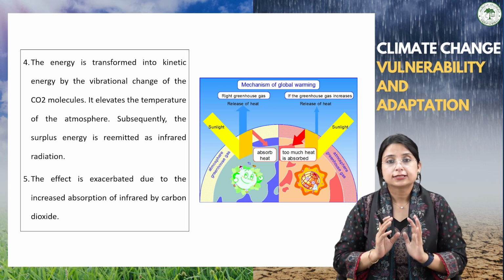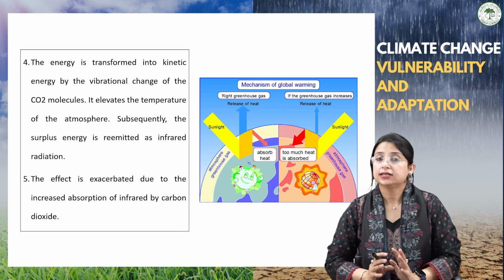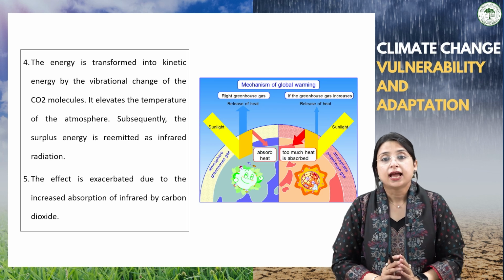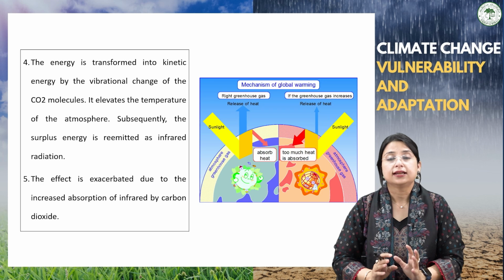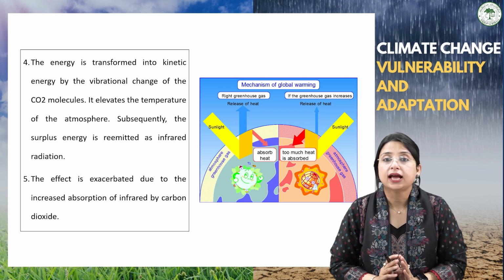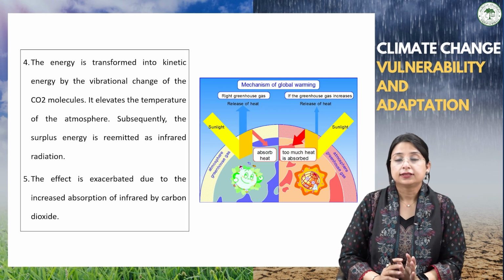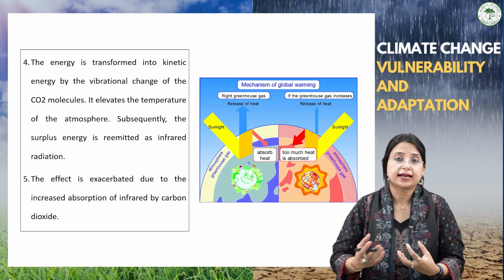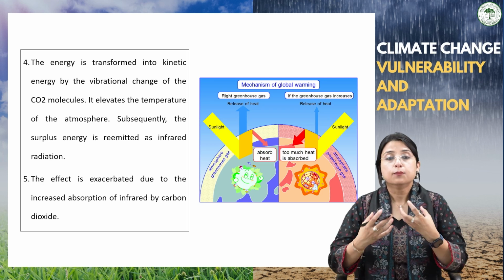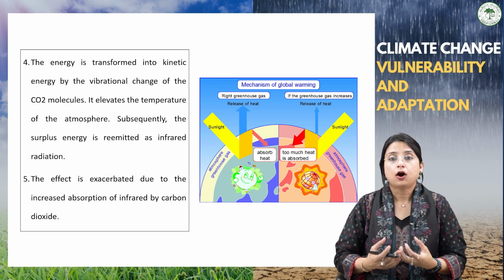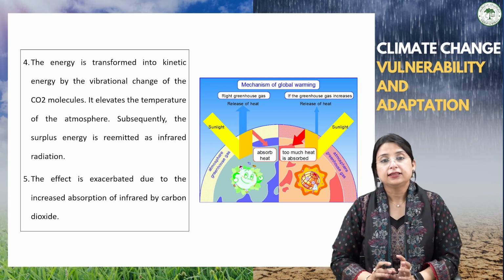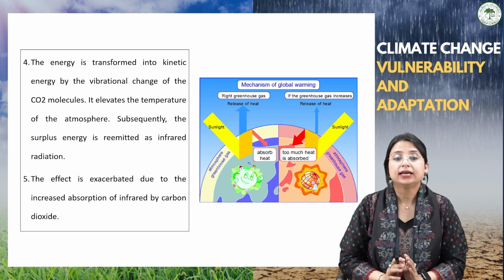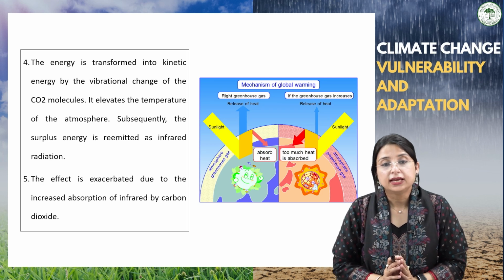When it is absorbed, it causes certain changes, vibrational energy in the carbon dioxide molecules, and due to this vibrational energy change, it is transformed into kinetic energy, and this kinetic energy is the reason behind raising the temperature of the atmosphere. So, overall we can say, if there is an increase in the volume of these greenhouse gases, particularly carbon dioxide, methane, oxides of nitrogen, then there will be more absorption, more transformation of this vibrational energy into kinetic energy, and the temperature elevation will continue. So, the effect is exacerbated particularly due to the increased absorption of the infrared by carbon dioxide.